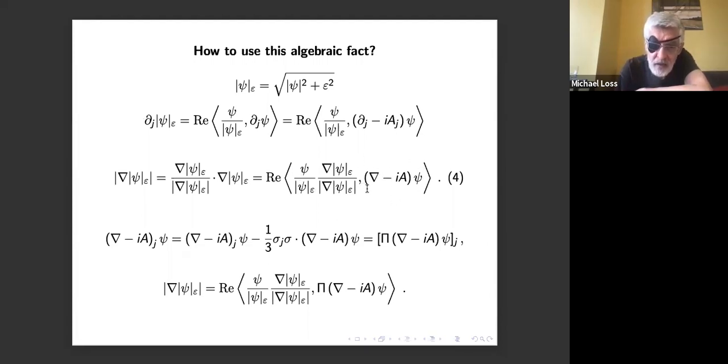This second factor here, you can write in this fashion. You see here, this is precisely the pi on the gradient minus IA psi, the jth component. And why can I do that? Because we assume that the psi satisfies the zero mode equation. So this term disappears. It's just not there. It's zero. So you gain in some sense, because the zero mode equation allows you to stick in a pi at this point. So you get this formula here. Okay. Good.